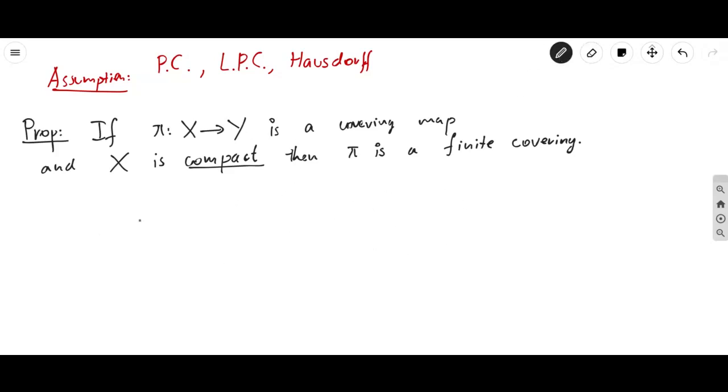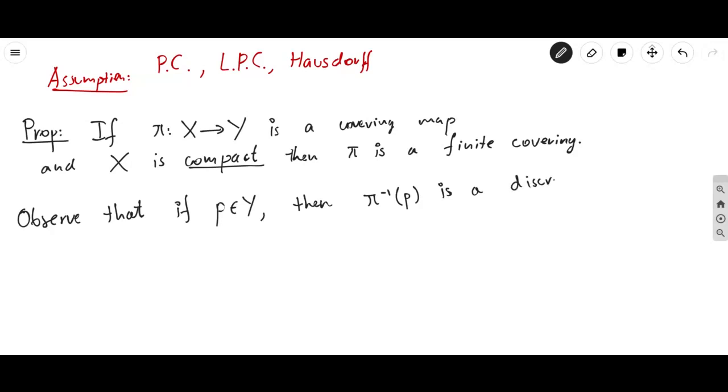So here's the outline of the proof. You're going to observe that if you pick a point in y, then pi inverse of p, if you pull back the point, the fiber of the point, is a discrete subset of x. So what does this mean?